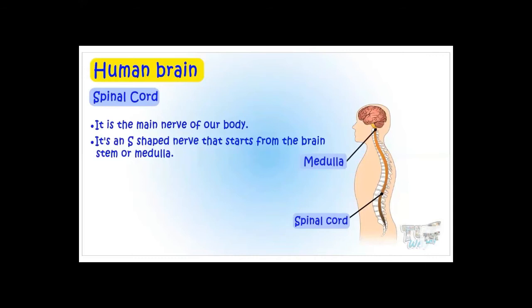Here one question is raised in your mind: what is the spinal cord? You can see in this picture, this is the spinal cord. It is the main nerve of our body. It is an S-shaped nerve that starts from the brain stem or medulla. You can see on your screen, it starts from the brain stem or the medulla.